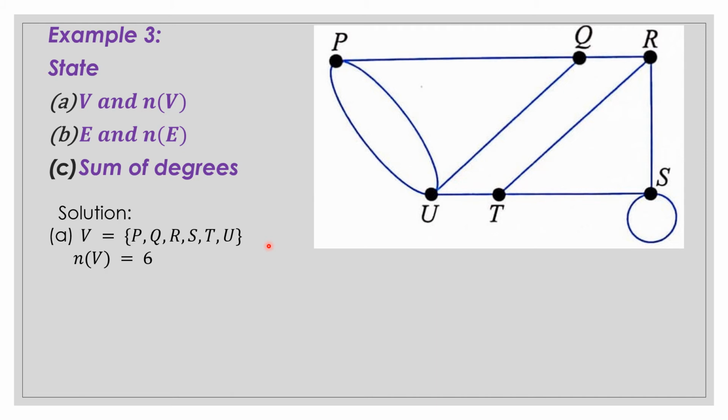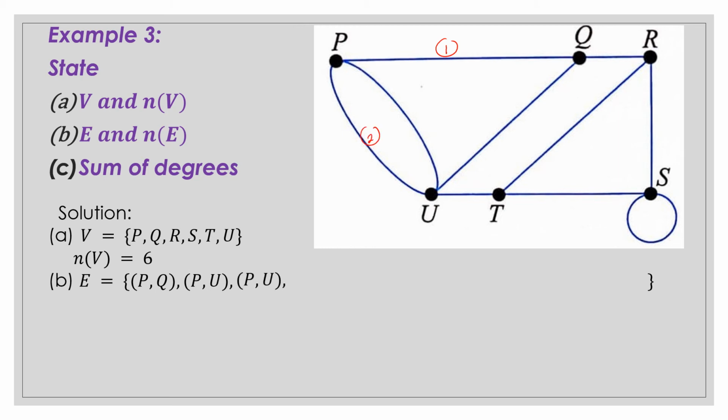Then we go to E. E is the set of edges. Since there is no labeling of the edges and only the vertices are labeled, you have to write the pairs of vertices for the set of E. For example, the first one will be written as PQ, so it means that the first edge is here. The second one is PU, so here will be PU.